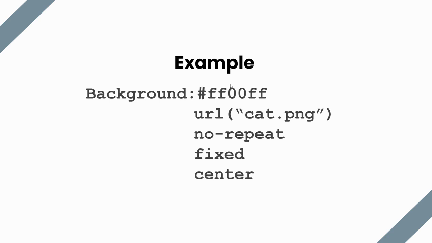Next, we have the attachment property here, which is fixed. Using this property, the image is going to stay stagnant wherever it is on the screen without moving. And lastly, we have the center property, which is for the position. Using this, it means that you're going to have your image in the middle of the screen. So, without taking our time, let's go into our VS Code and see how all this happens.